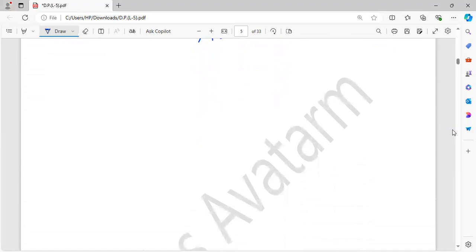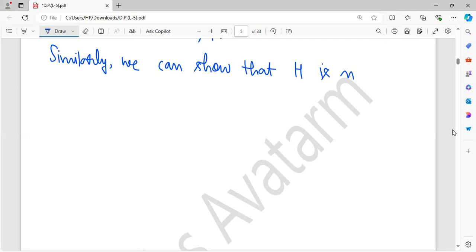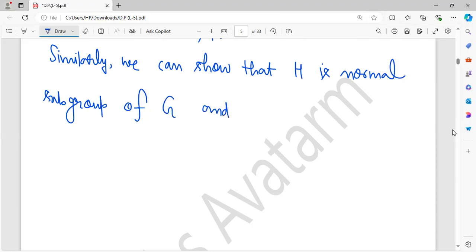Similarly, we can show that H is a normal subgroup of G, and G quotient H is isomorphic to K. So this theorem is proved.